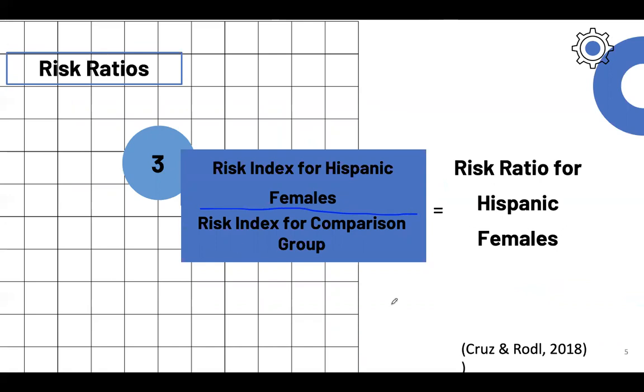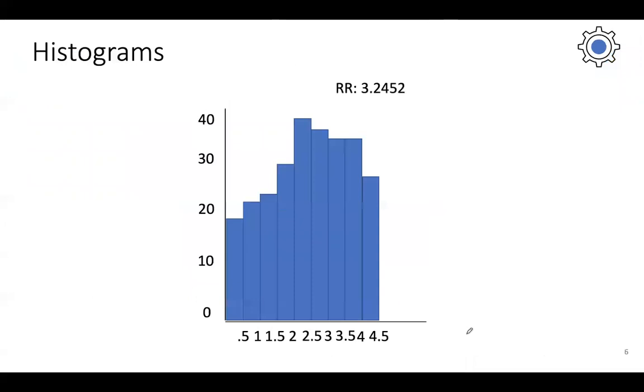This risk ratio can either be 1, which means the likelihood is exactly the same for Hispanic females and the comparison group to be placed in special education. It can be under 1, between 1 and 0, which would mean that it is less likely for Hispanic females to be in that special education category. Or it could be greater than 1, which would mean that Hispanic females are more likely to be in that special education category.